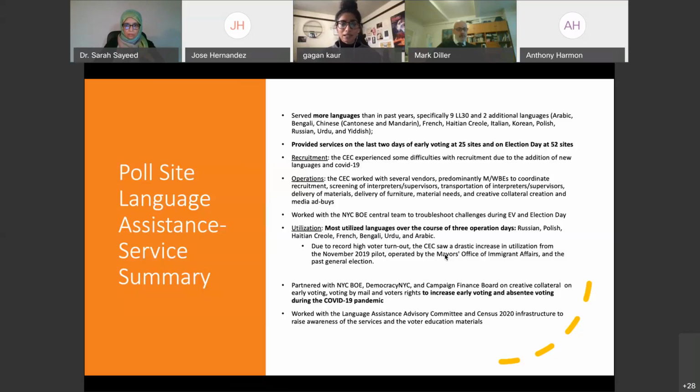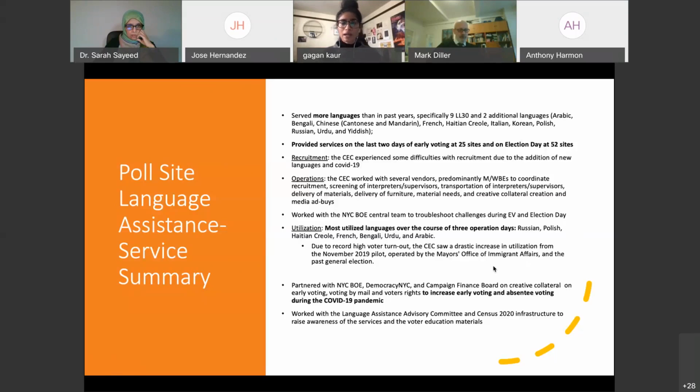Other issues were around the communication on the ground between poll site staff and CEC interpreters. But that's something that we've discussed and debriefed with the Board of Election Central Team on ways that we can improve, which includes attending a training the Board of Election holds for their staff and speaking to the program there. So we've already begun to think about collaborative solutions to prevent these types of on-the-ground communication issues from happening in the June primary. Of course, there's always going to be something, but we're trying to mitigate the issues that we saw in the last cycle.